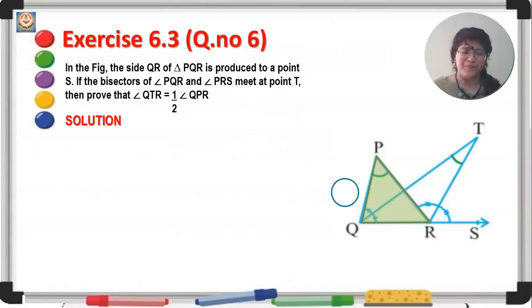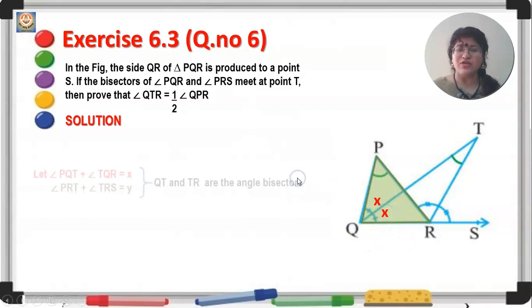So what do we do? Let us take the first bisector QT. Doesn't this QT bisect angle PQR? Yes. So because of that, two angles will be congruent. So we have taken that as X and X. So let PQT be X and let RQT also be X.